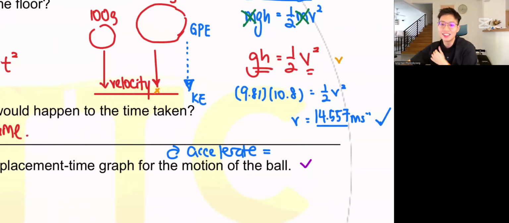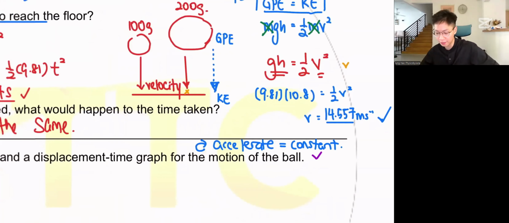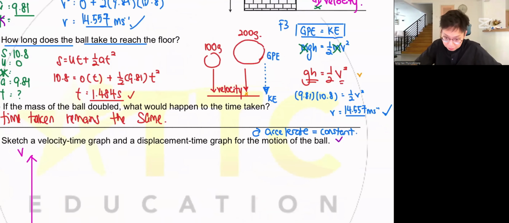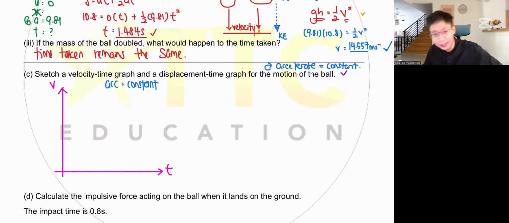The answer is the acceleration is constant. Like we said already, your g is 9.81, 9.81, 9.81. So the acceleration is constant, right? It will go constant, constant, constant. It won't go faster and faster and faster. No, it doesn't work that way. So it will accelerate constantly. Now, if I know that the acceleration is constant, how should I draw my graph?